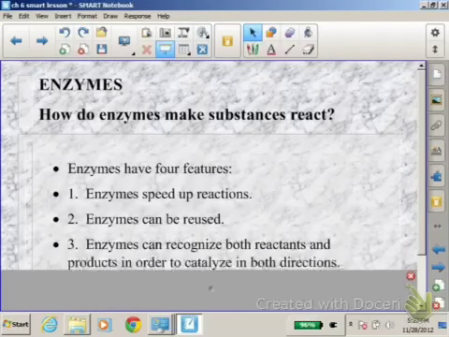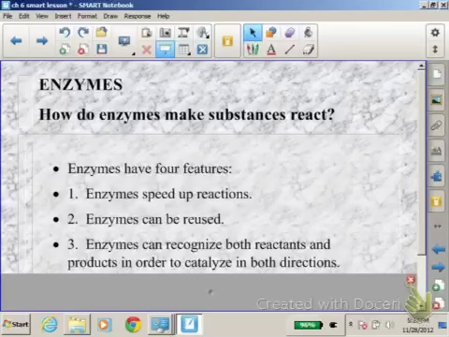3, enzymes can recognize both reactants and products in order to catalyze in both directions.